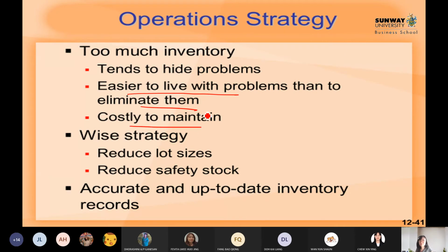Costly to maintain. Okay, and wise strategy. Okay, wise strategy, which means how do you solve this?